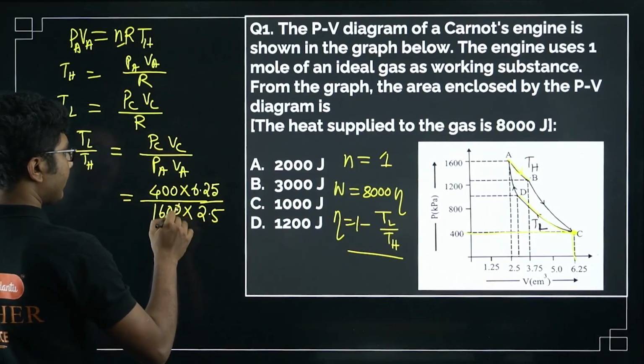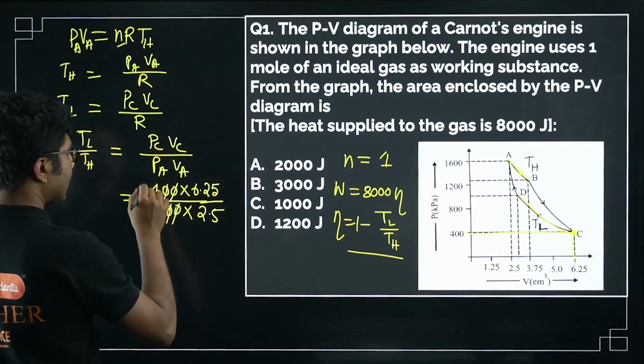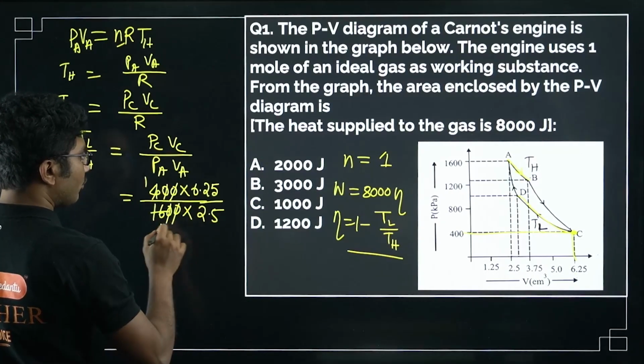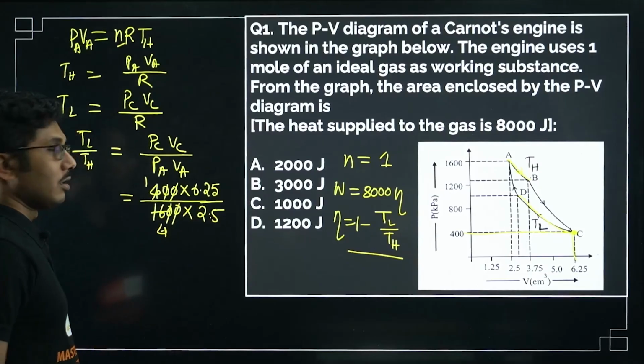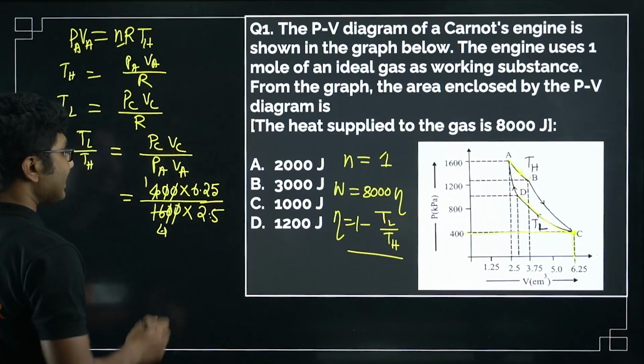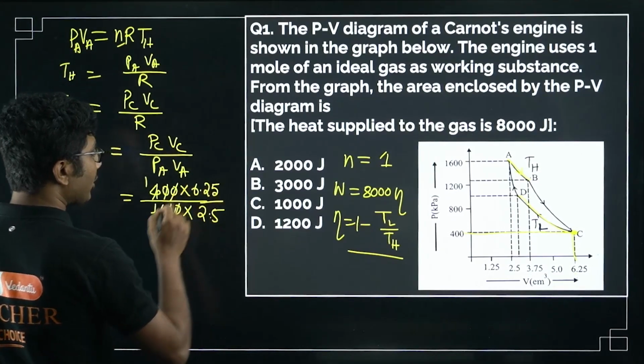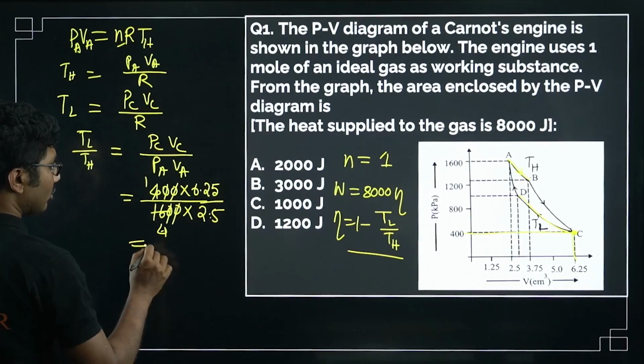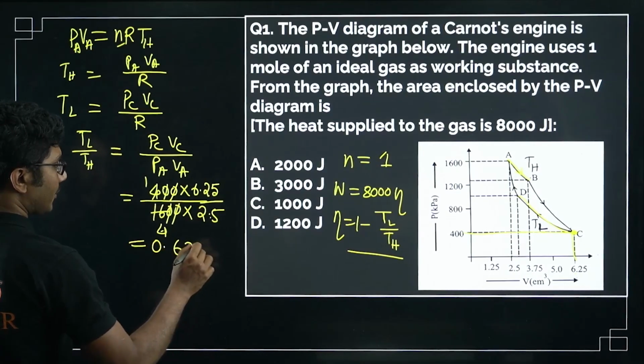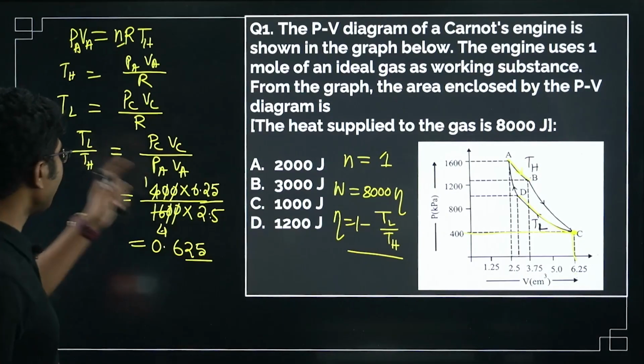Okay, so this is the value that we are interested in. So 1 by 4, so 4 into 2.5 is 10, so 6.25 divided by 10 is 0.625. So this is the value of TL by TH.